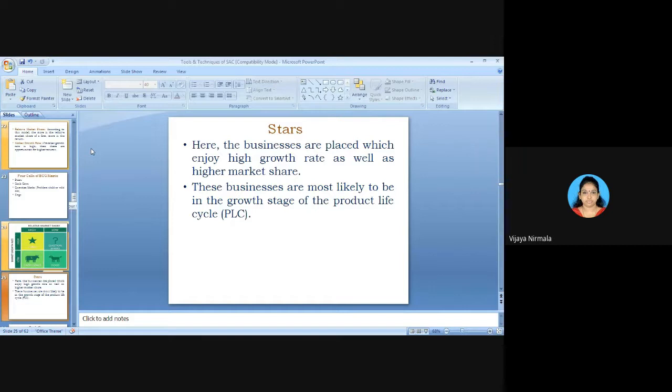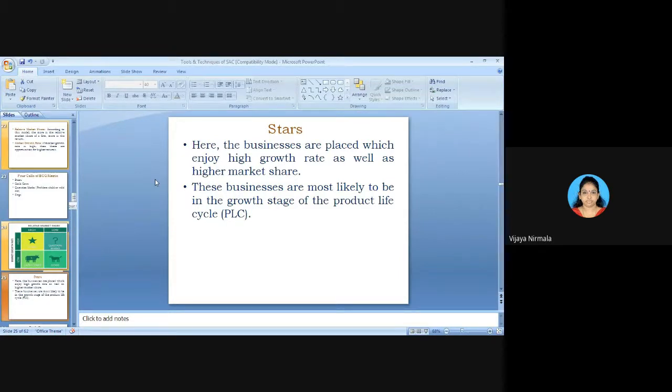You know the product life cycle, right? In the product life cycle, what will be there? Introduction stage, growth stage, maturity stage, and decline stage, right? So every product will be following this same product life cycle, right or wrong? The companies will be following this product life cycle in stars.